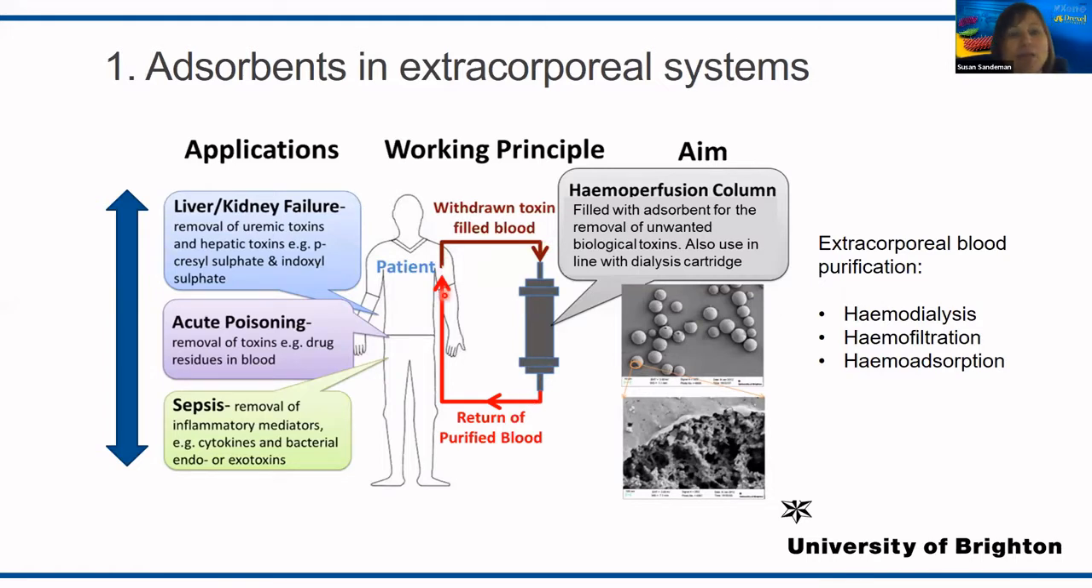There are many variations of extracorporeal blood perfusion. They're all based on dialysis, filtration or adsorption. And we've particularly focused on the use of adsorbents to treat chronic kidney failure, but also on sepsis. Adsorbents have been used for many years to treat acute poisoning.